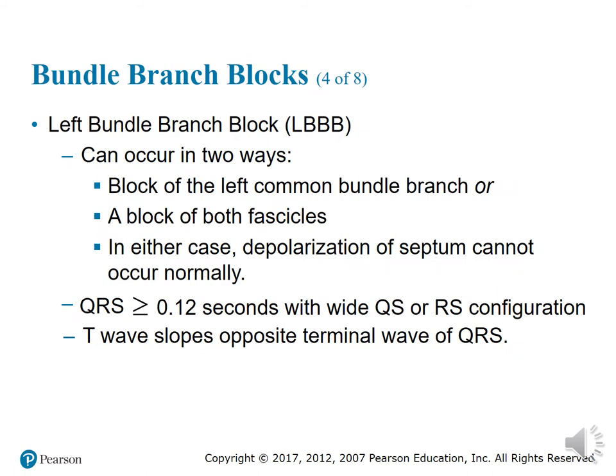Left bundle branch block can occur in two ways: a block of the left common bundle branch or a block of both fascicles. In either case, depolarization of the septum cannot occur normally. The QRS complex will be greater than or equal to 12 with a QS or rS configuration. The T wave slopes opposite the terminal wave of the QRS complex. Right? The T wave should be opposite of what the QRS has going on.